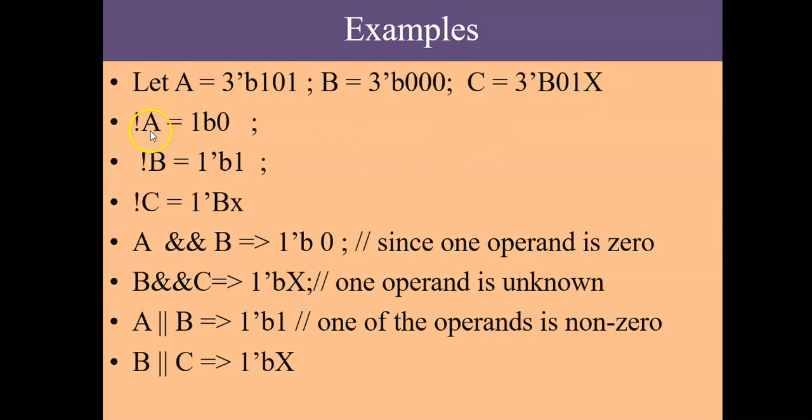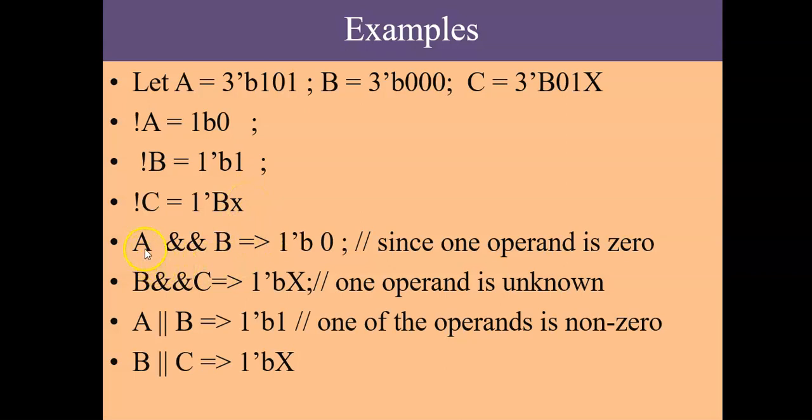Here I have taken the negation of A. When I take the negation of A, the result will be 0. Similarly, the negation of B, because B is 000, it will become 111. When all the values are 1, the result will be 1. If there is at least one 0, the result is 0. Similarly, the negation of C. Since there is one unknown, the result is also considered unknown.